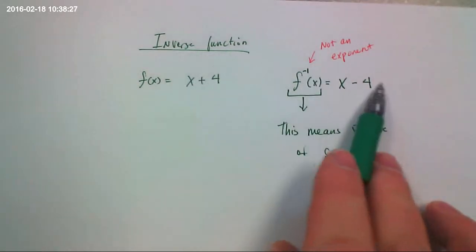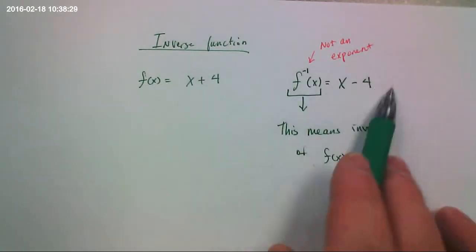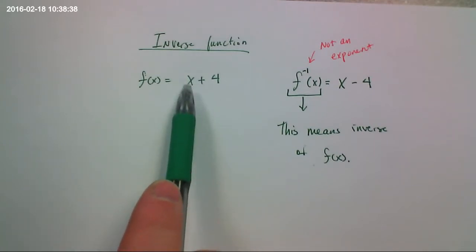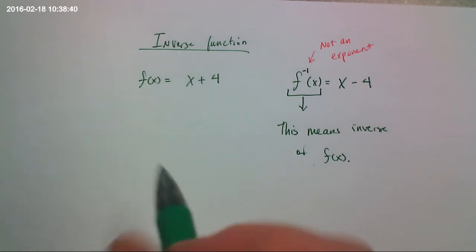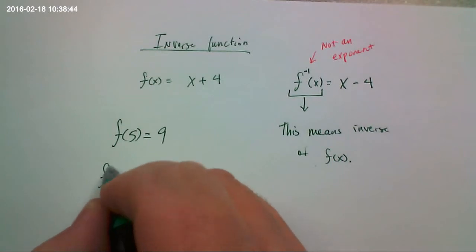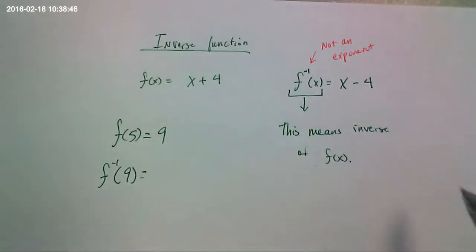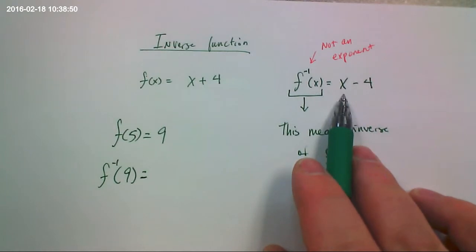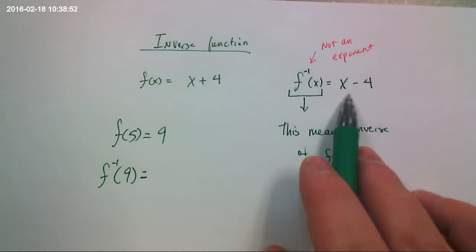These are inverse of each other. They do the opposite. Gabe, what if I plugged in 5 to this function right here? What is f of 5? 9. What if I take a 9 and I plug it into the inverse? What do I get? 5.